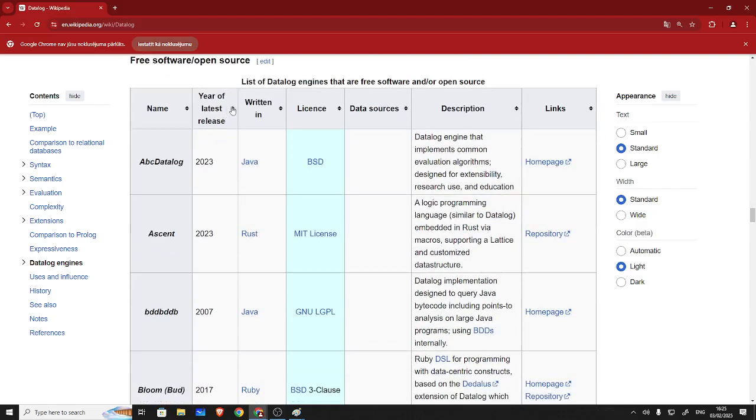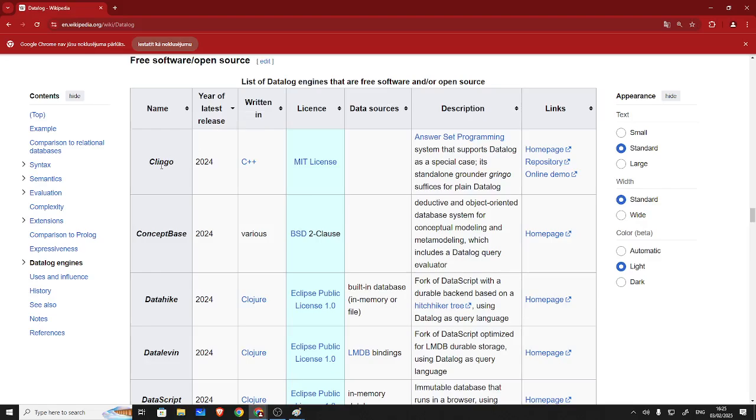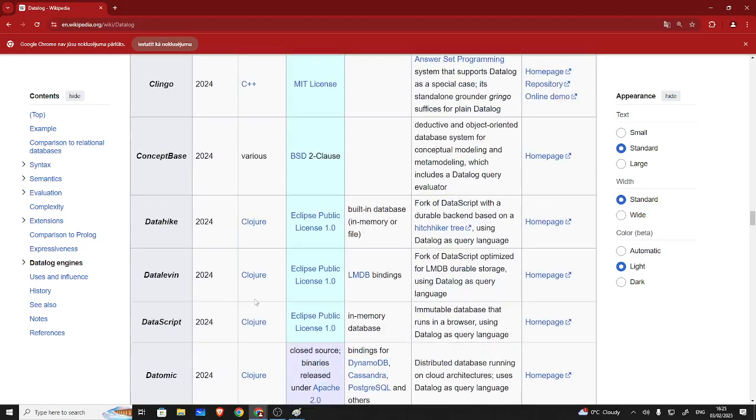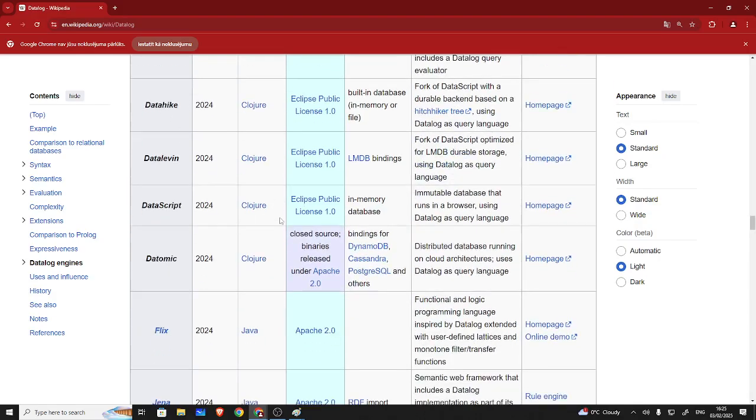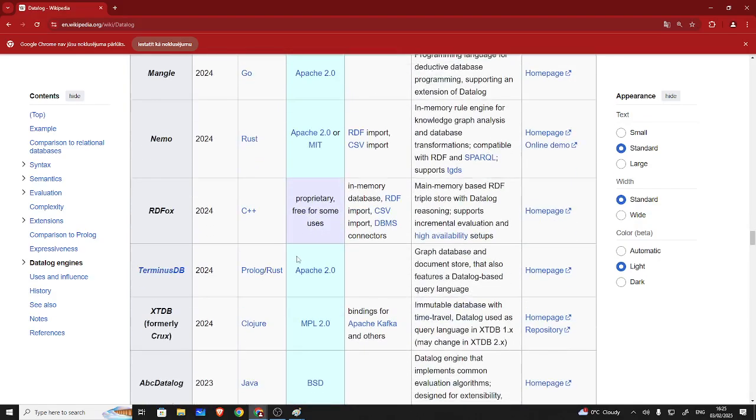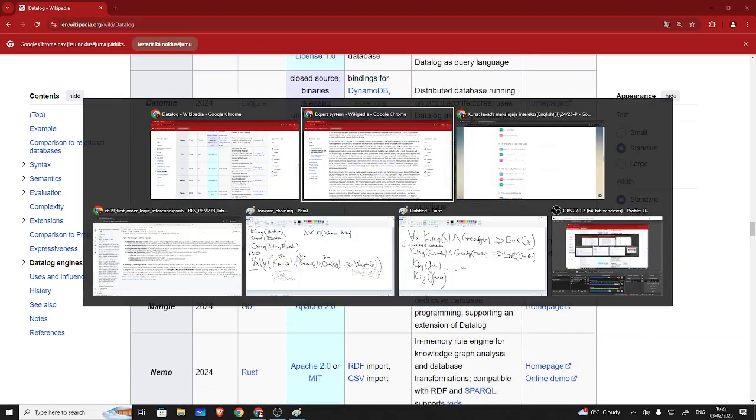Let me see the years. Clingo, Data Hike, Clojure, of course. There are like five or six different Clojure versions of Datalog. You might be asking, why Clojure? Because Clojure makes it very easy to make custom languages, since there are so few constructions in Clojure. You make up your own language, basically, so it's very well suited for this. Of course, Java, Go, C++, and so on.